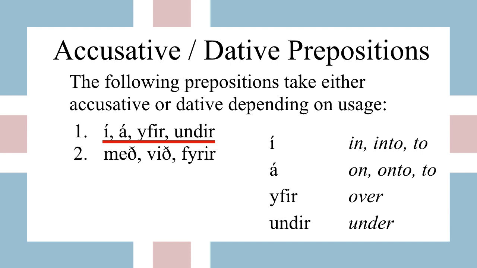Now, just as a reminder, í, á, yfir, and undir mean respectively in, on, over, and under. But you also need to remember that í can also mean into or to, and á can mean onto or to. So let's talk about the rule for these prepositions.